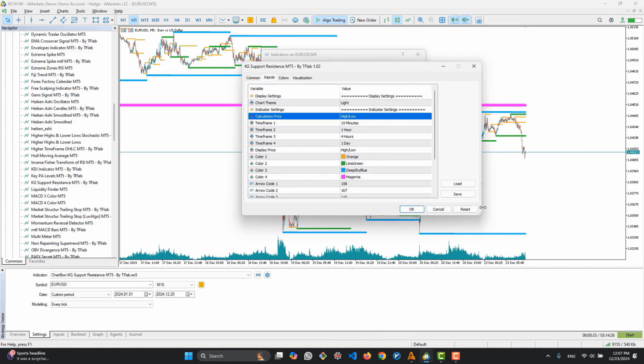Let's go over the settings of this indicator together. The first option, SOL, is the price on which the indicator's calculations are based, which can be from the high and low of the candle or the open and close of the candle.